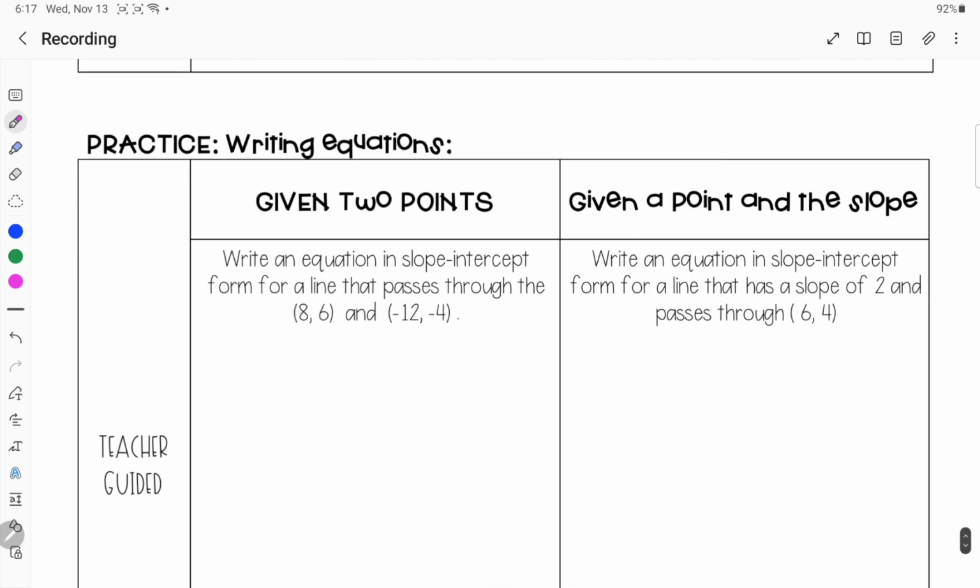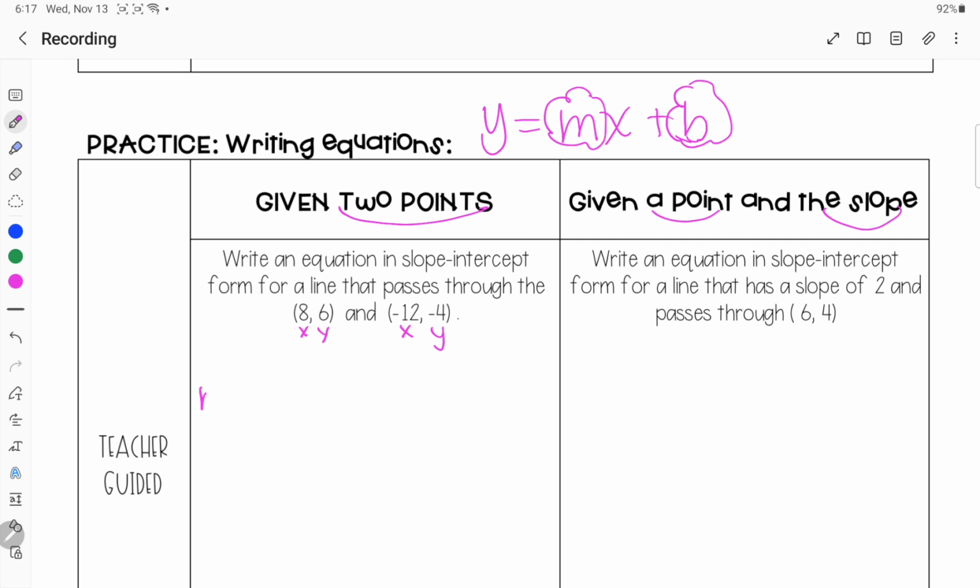So I come down here and I have my x's and my y's here. I have my two ordered pairs. So this is given 2 points, and this one they've given us a point, and then they've given us the slope, and we need to find enough to write the equation. So first thing I need to write my equation in the form y equals mx plus b. Again, I need this and I need this. Well, I can find what else I need. Here's an x, here's a y, here's an x, here's a y. I'm going to start by finding my slope.